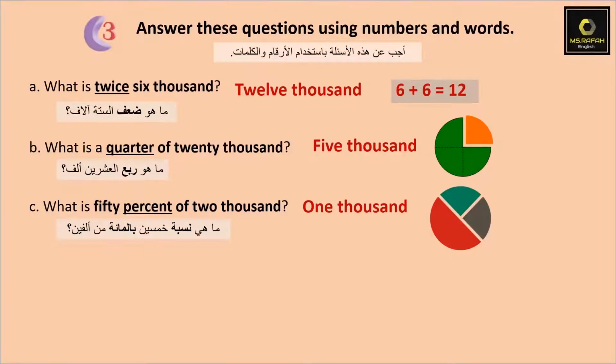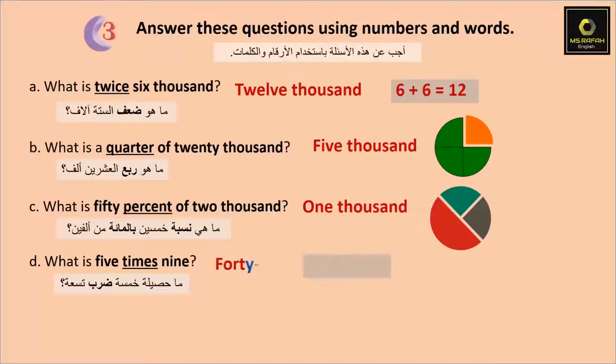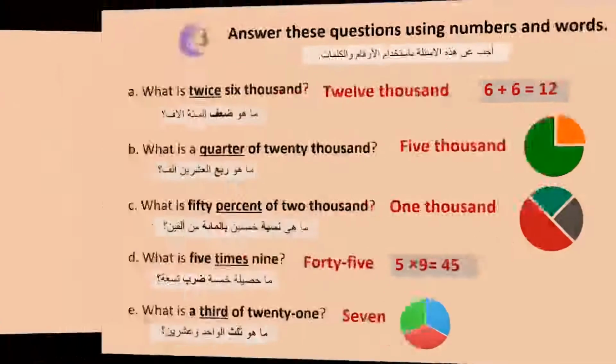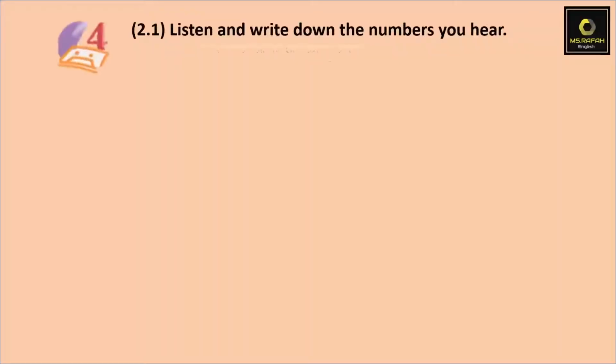1000. What is 5 times 9? شو حصيلة ضرب 5 ب9؟ 45. What is a third of 21? شو هو تلت 21؟ 7. لأنه 7 ب3 21. Listen and write down the numbers you hear.